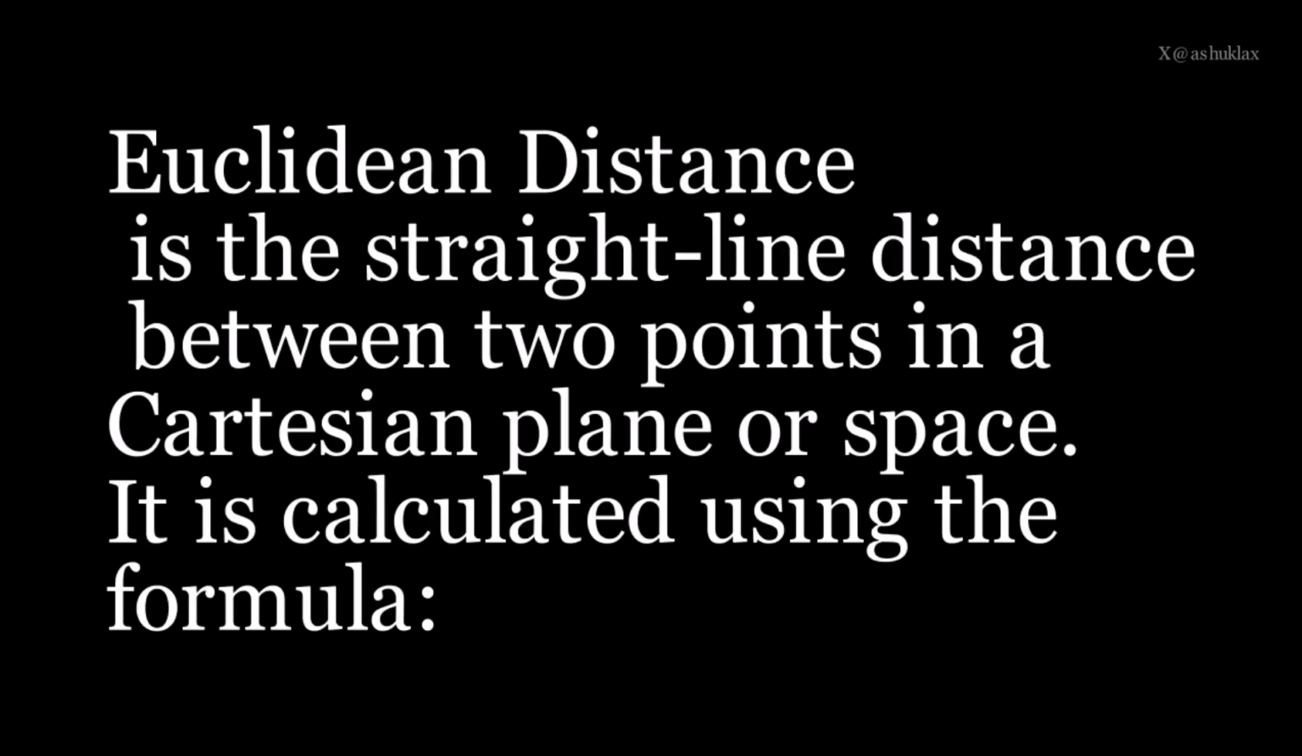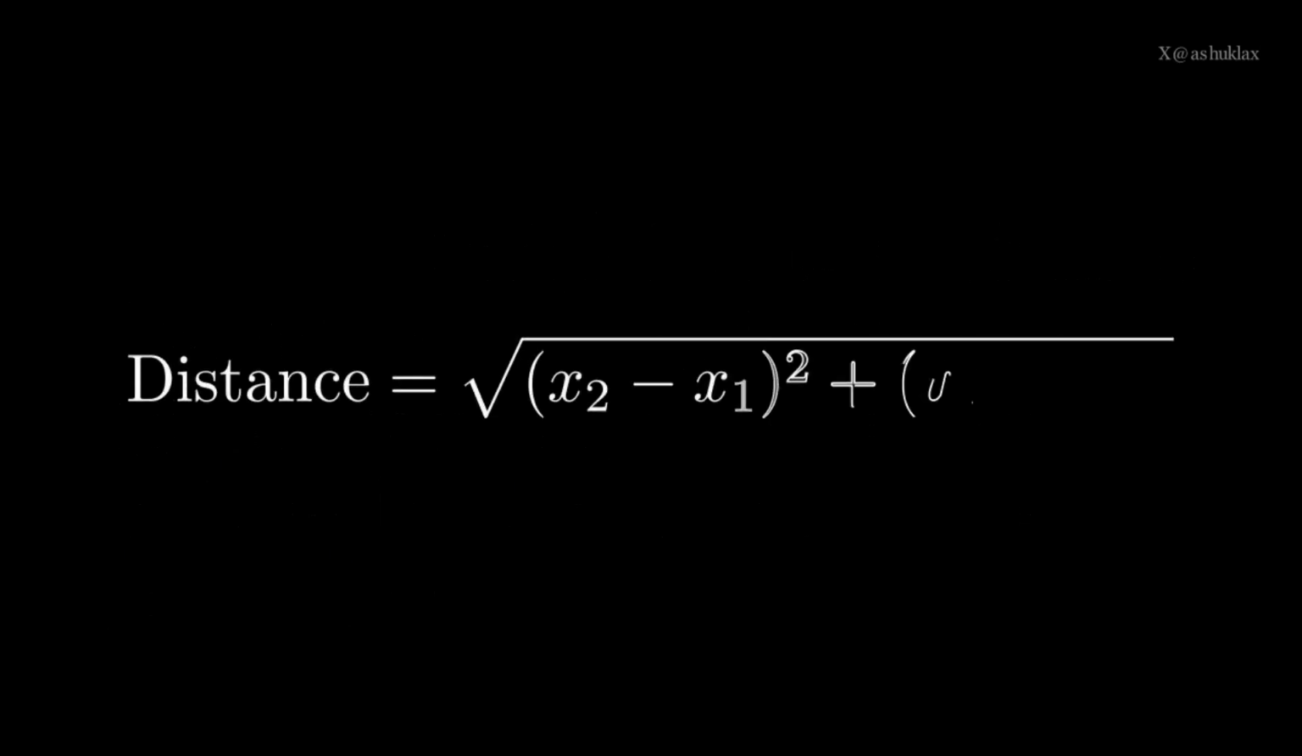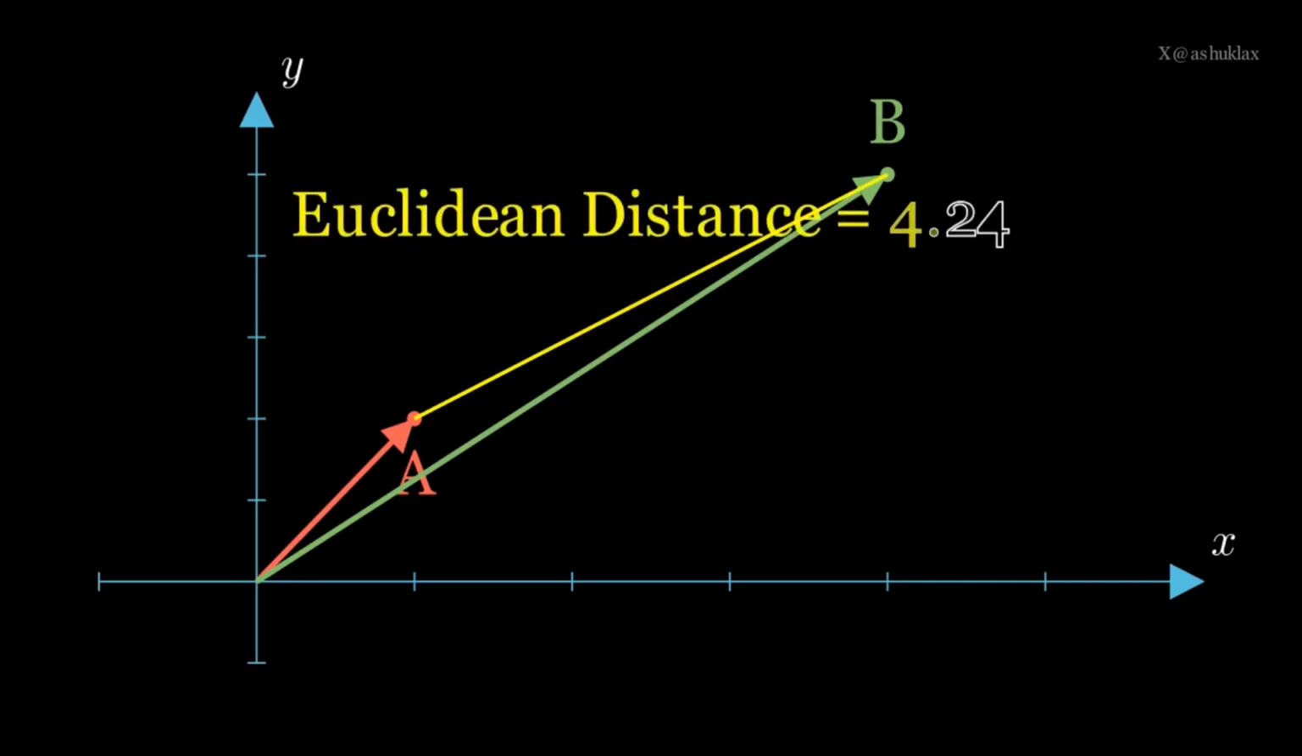It is calculated using the formula. This formula works by finding the differences between the coordinates of the 2 points, squaring them, summing the squares, and then taking the square root. As you can see in this diagram, Euclidean distance is the straight line distance between 2 points in a Cartesian plane or space.